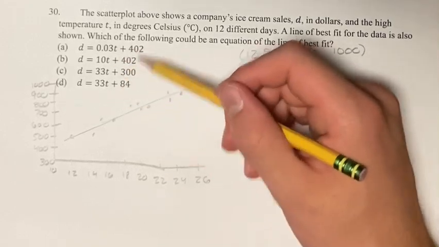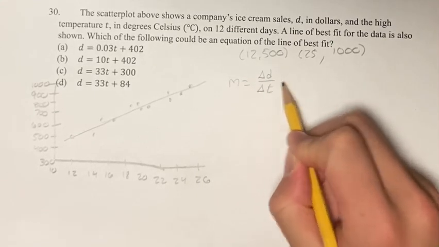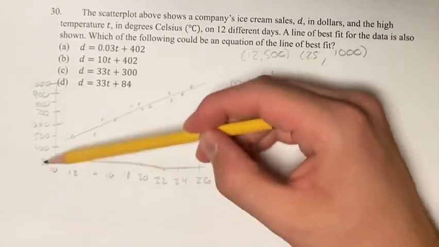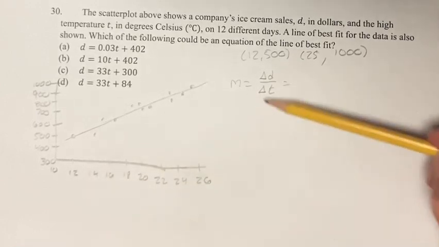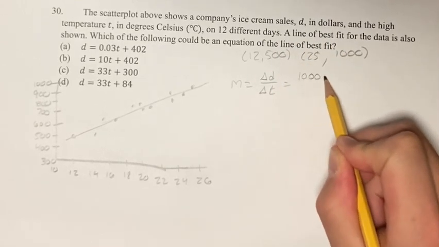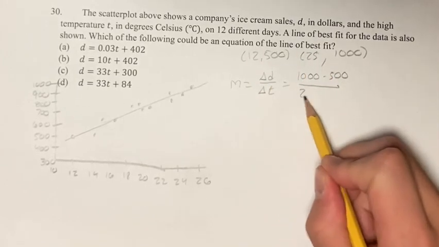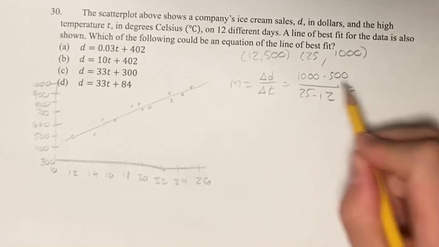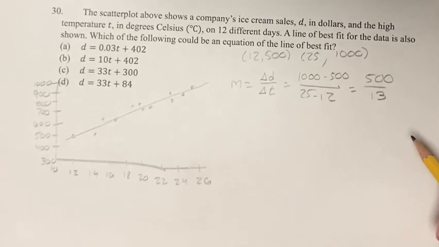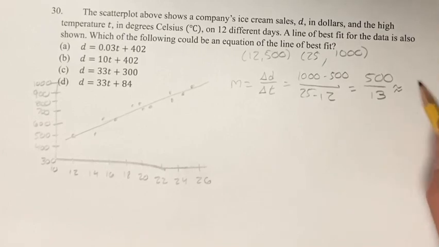So we're going to need a slope and a y-intercept. Let's do the slope first. That's going to be the change in D over the change in T, in the same way that it's usually a change in y over the change in x. D is on the y-axis, T is on the x-axis, so you're basically just inputting those. The change in D is 1,000 minus 500, and this is over the change in T, which is 25 minus 12. And you do this, it's 500 over 13. So what is 500 over 13? Well, it's roughly 37.